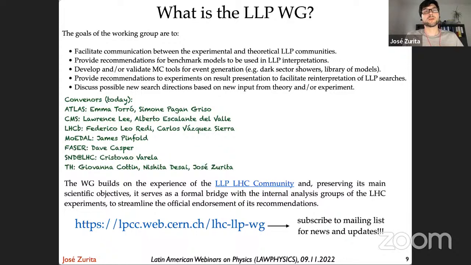There are 2 important bodies that I want to tell you about. One is the LLP working group. The idea of the LLP working group is to try to establish a dialogue between the experimental collaborations and the theory community, provide recommendations, help to communicate things, for instance, how to reinterpret a given search, discuss possible new searches, etc. There are conveners from the different experiments and from the theory community, and as you can see, Giovanna Cottin, who's based in Chile, is one of the theory conveners, together with me and Nishita Desai.